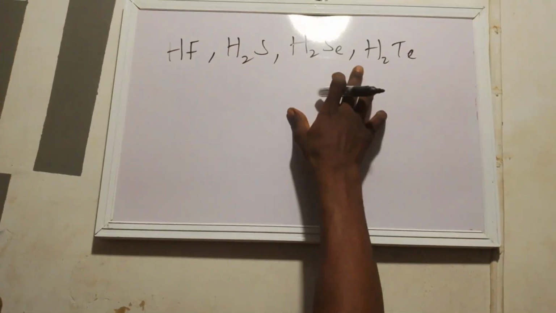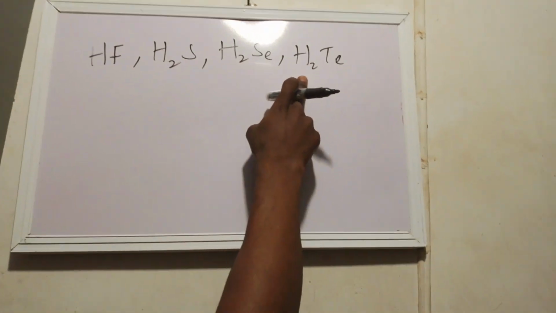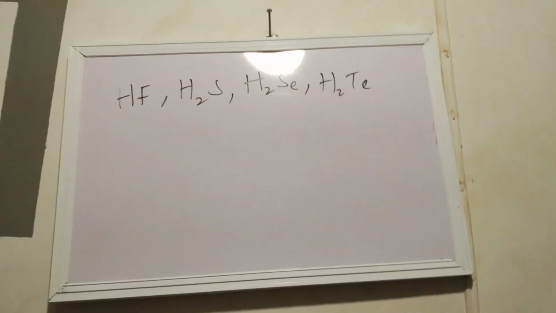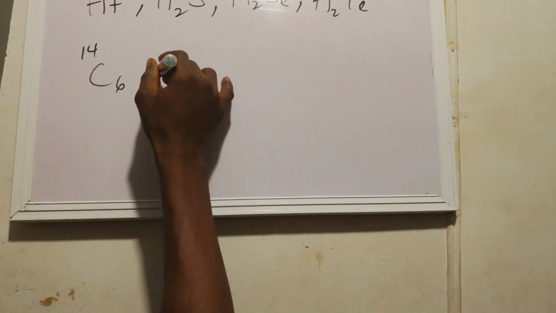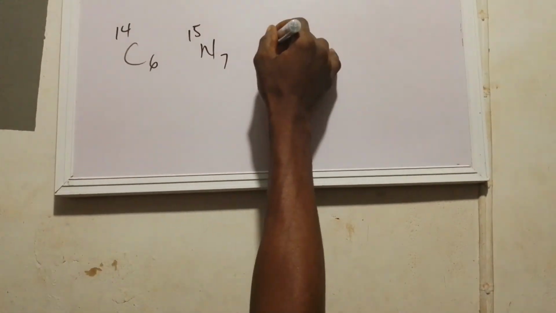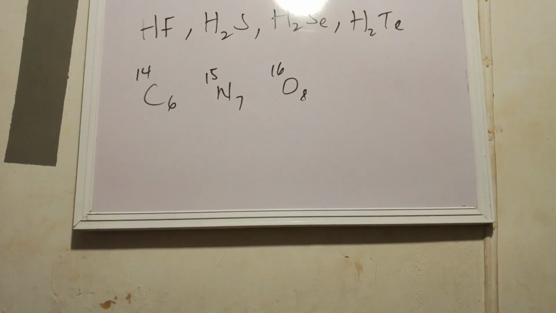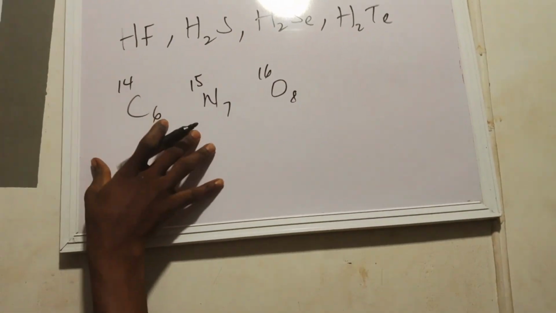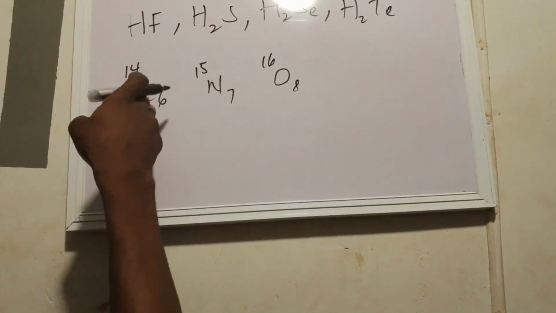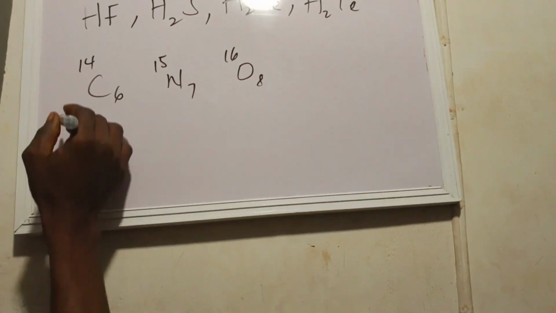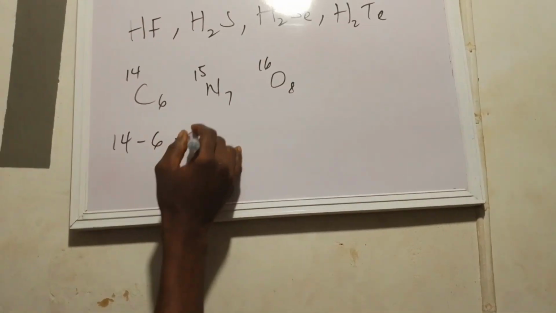Alright, we have the next question, which is carbon 14, nitrogen 15, and oxygen 16. So what is common among them? They are what kind of compound of element? For carbon 14, just subtract the atomic number from 14. You can see you have 8 when you subtract that. So that means they have the same number of neutrons, which makes them isotonic elements.